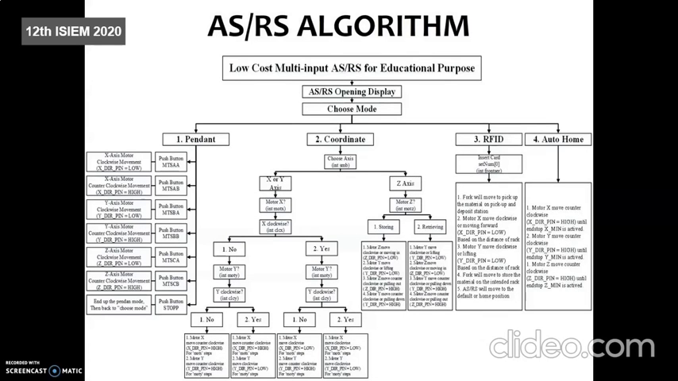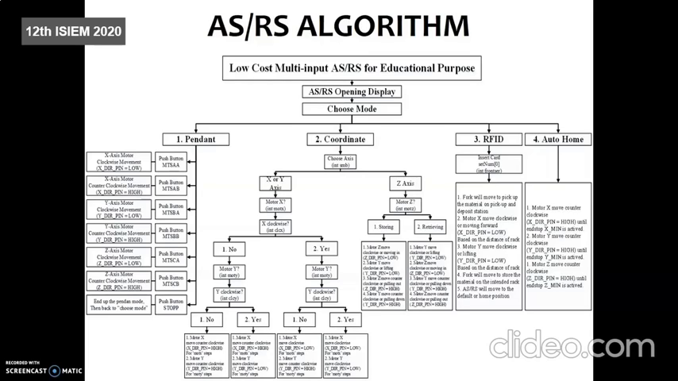Here's the algorithm of the ASRS work system as the input of the software programming using Arduino IDE with C language. From the display, we can choose 4 modes to give the command to the ASRS: pendant mode, coordinate mode, RFID mode, and auto home. When we choose the pendant mode, we can freely move the fork using the push button that can move along the X, Y, or Z axis.